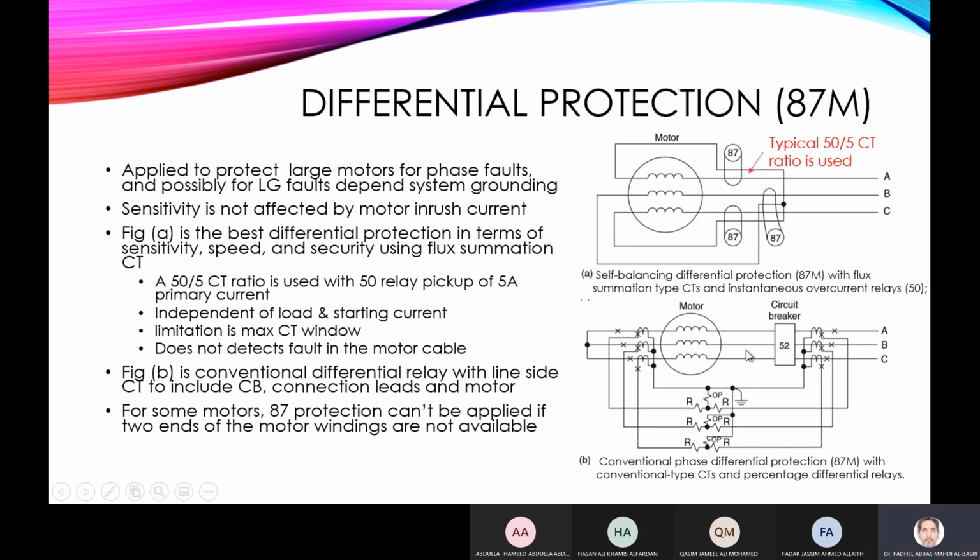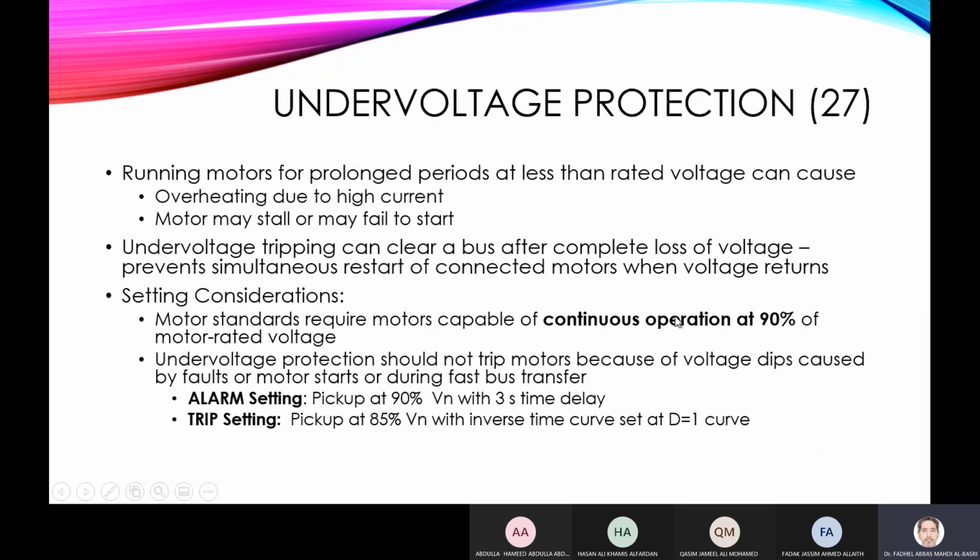And also we cannot apply differential in general if the terminals of the motor are internally connected. You cannot access the ends. So in that situation also you cannot. There are some motors where the ends are already internally connected as a star, so in this case you cannot apply differential. Normally for larger motors, these are not an issue.